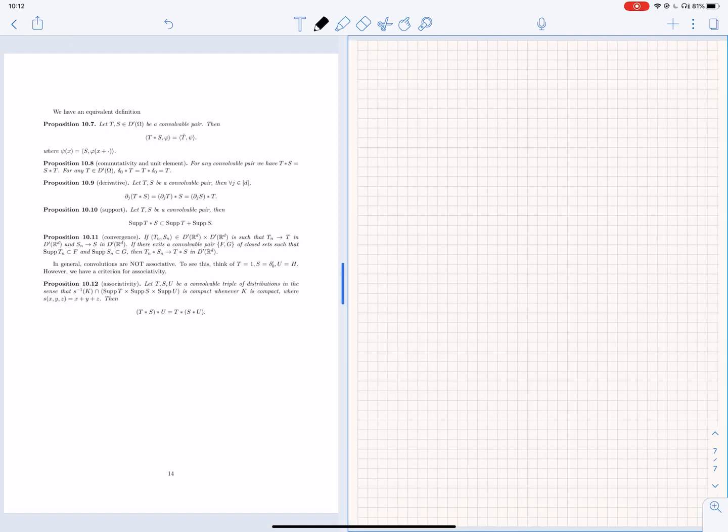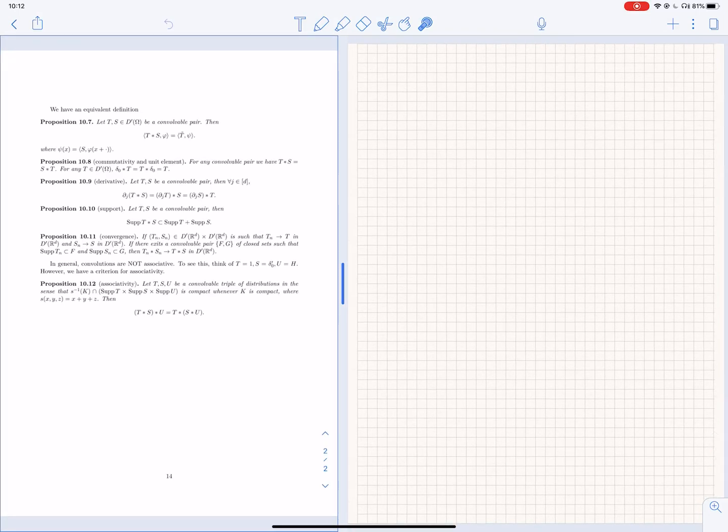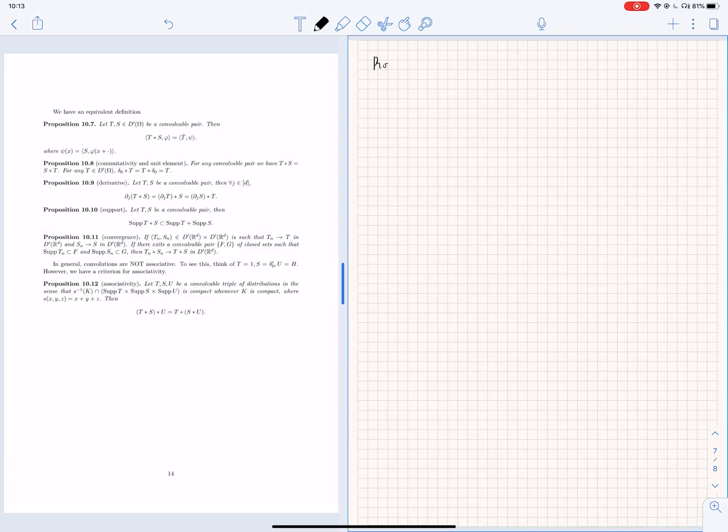Okay, next we consider support. So 10.10 says that the support of a convolution is included in the sum of the supports. Okay, this is also a classical fact in the case of functions. This extends that proof of 10.10, support.